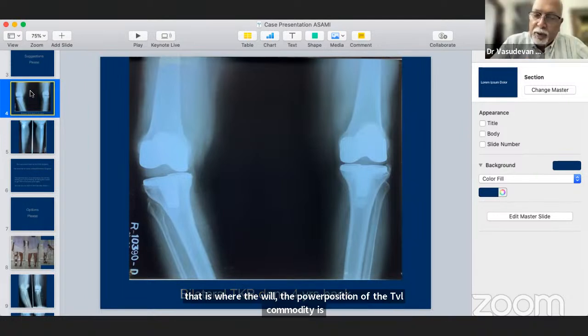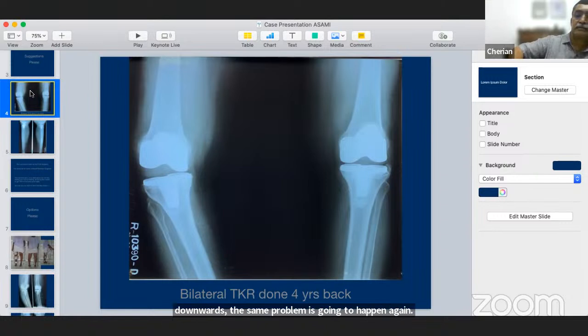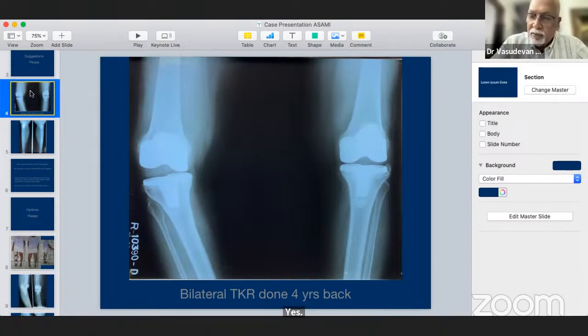And if you just try to pull the fibular head downwards, the same problem is going to happen again. It is not going to reverse it. Even if you put it down, it is not going to reverse. The main issue is the medial mechanical axis deviation, as mentioned by Cherry. Now that needs the right treatment. I think it is undercorrected. Even now, it remains undercorrected.